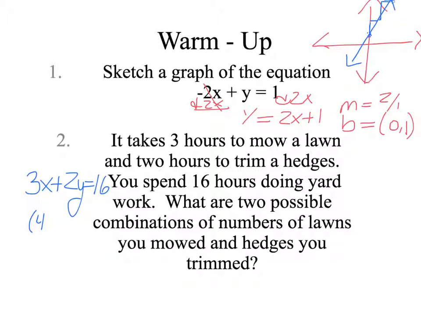Some that do would be 4 lawns and 2 hedges, or 2 lawns and 5 hedges would all give you 16. There are lots of other possible combinations as well. Another common one is to mow 0 lawns but trim 8 hedges. Just ask for 2, so as long as you have 2, you're good to go.